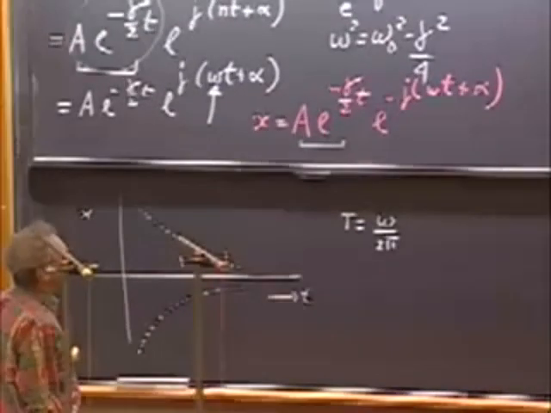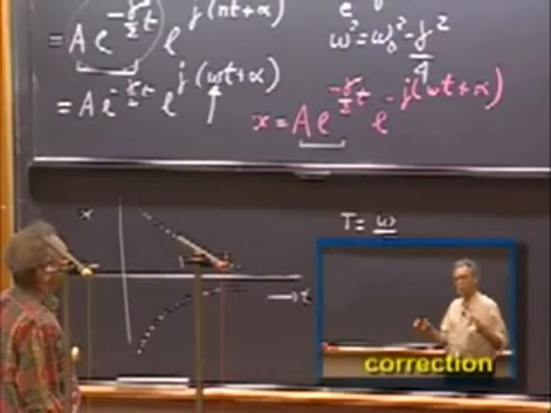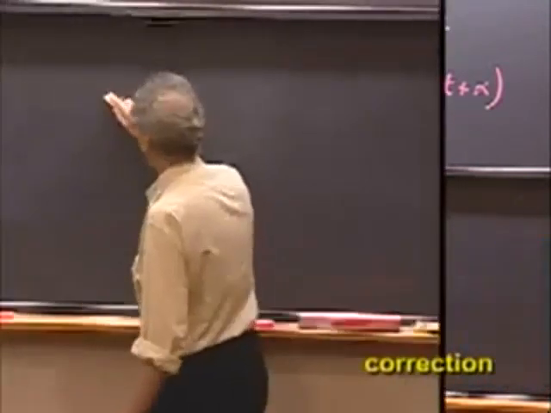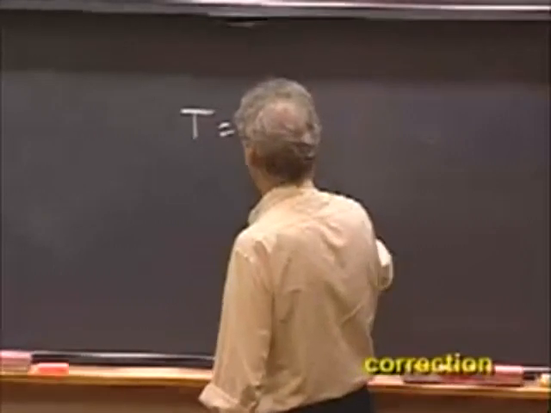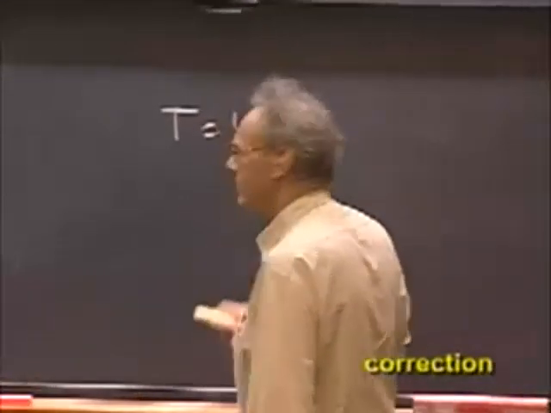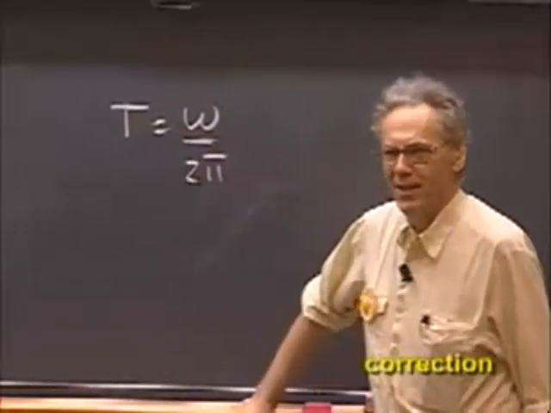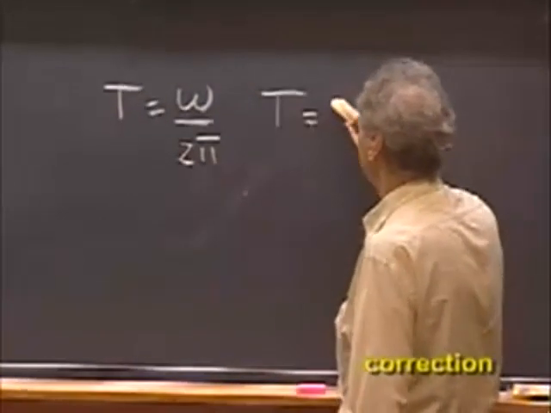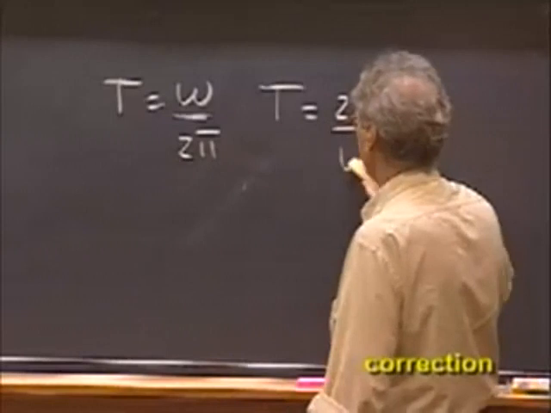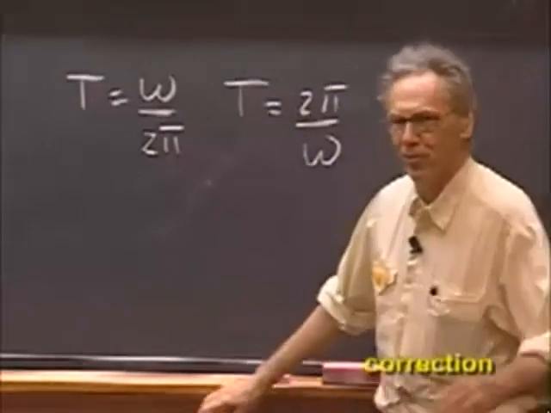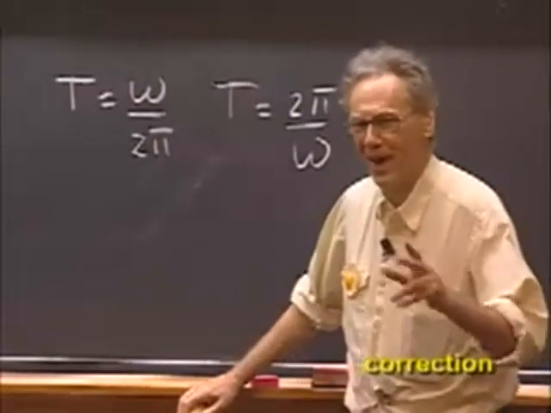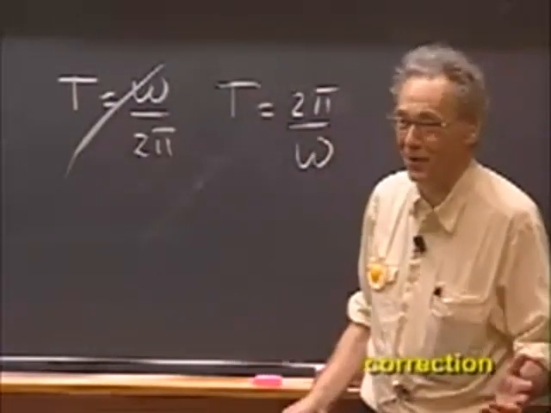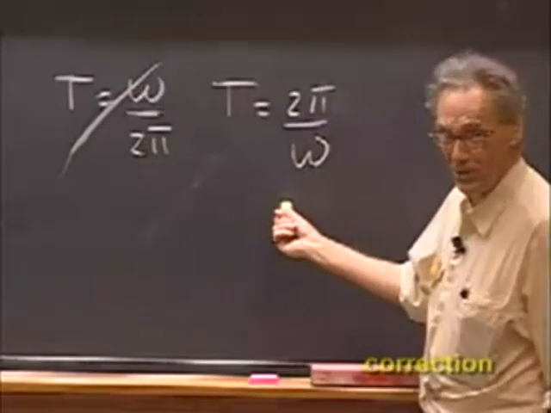Oops, how could I? Look what I wrote. I wrote t equals omega divided by 2 pi. It was not my day. Clearly, it should have been t equals 2 pi divided by omega. Now, fortunately for me, very shortly afterwards, I erased this from the blackboard, so you won't see it for very long. In any case, this is what it should be.